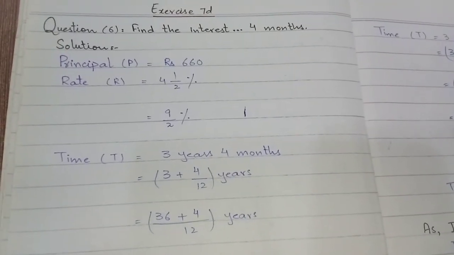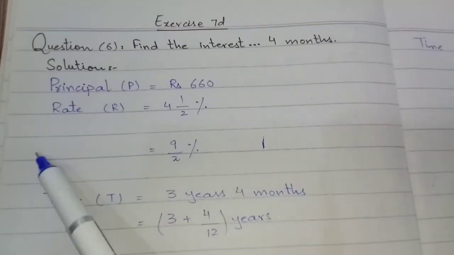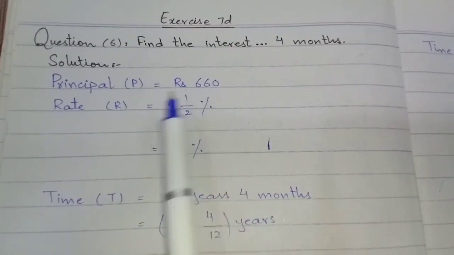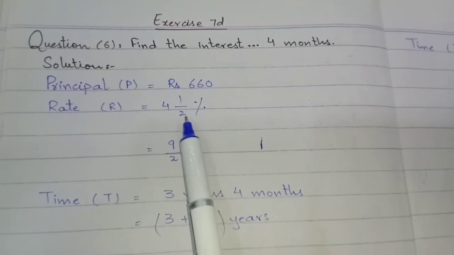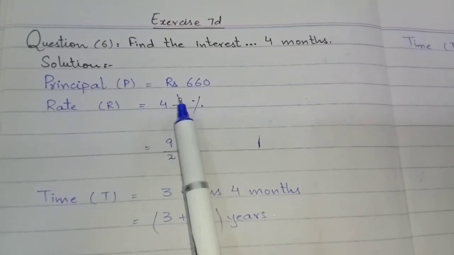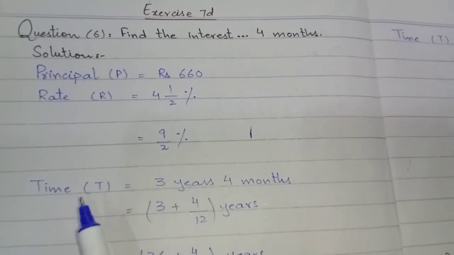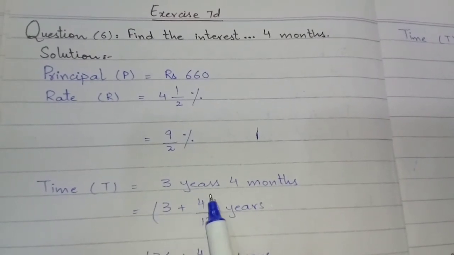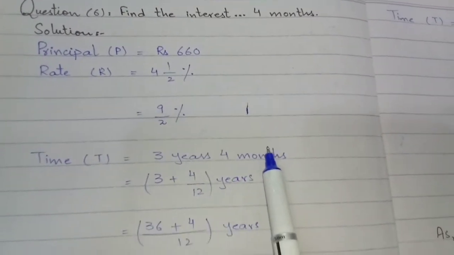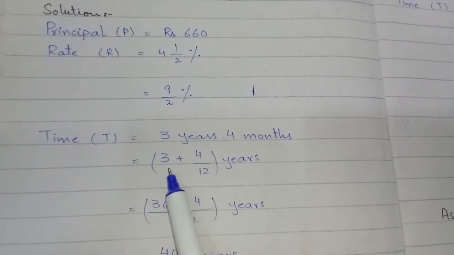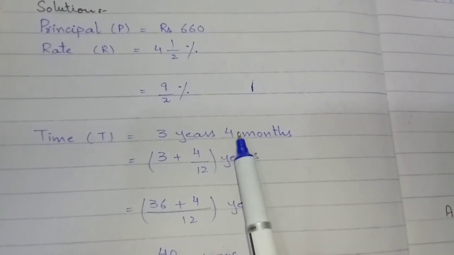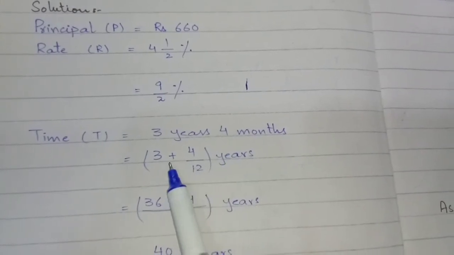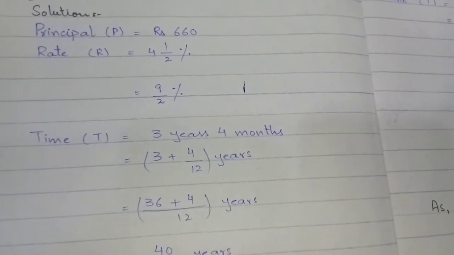First of all, we have to write the given thing that is given in the question. Principal is equal to rupees 660, rate is given in the question 4.5%. 4.5 means 2 4s are 8 and 8 plus 1 is 9/2%. Time is given in the question that is 3 years and 4 months. 3 years as it is, we have to convert 4 months into years. So we have to divide 4 by 12. So 3 plus 4/12 converted into years.